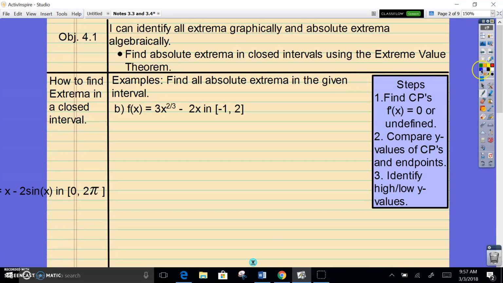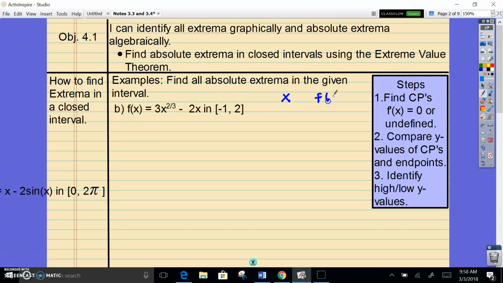Okay, welcome back. In this video, we are going to go over the same concept of finding absolute extrema in a closed interval, but we're going to do it with a function that is a bit more complicated. So my first step always is to realize that I have some endpoints here, and that they are going to be possible extrema. So I create my table.